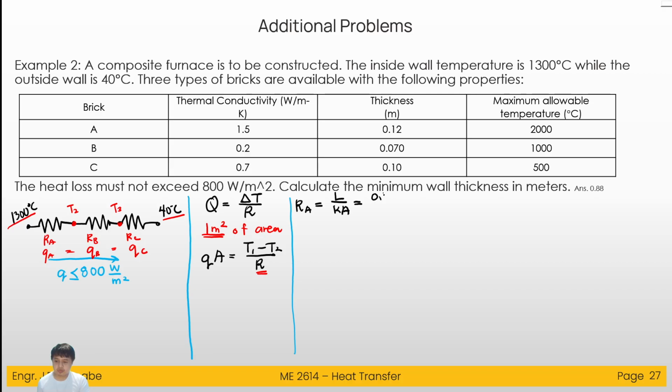So this will be 0.12 meters over K, 1.5 watt per meter Kelvin, and then 1 for 1 square meter of area. Okay, so for RB, that will be applicable as well. So you have 0.07 over 0.2, then 1. For RC, you have L over K as well, since this is conduction, and then 0.1 and then 0.7 times 1.